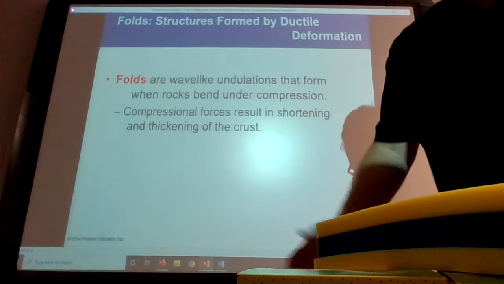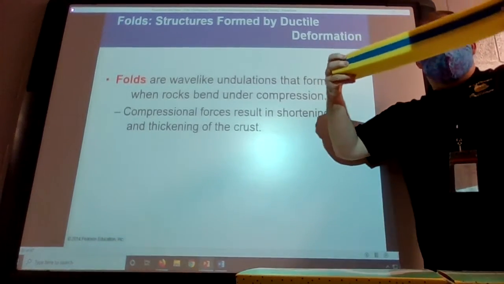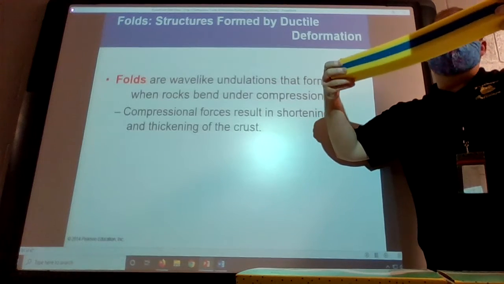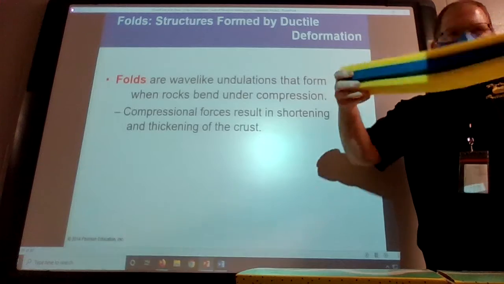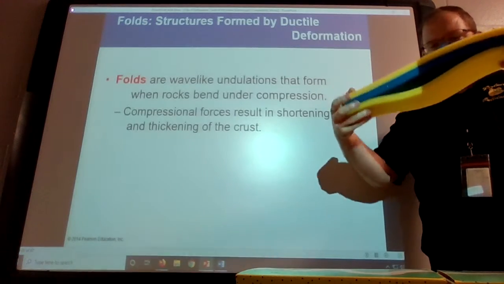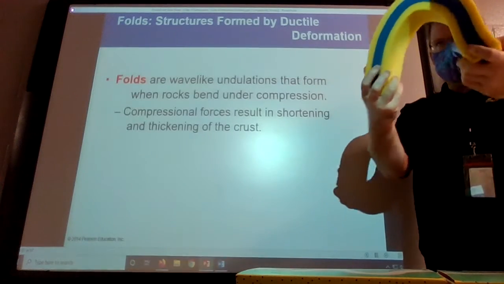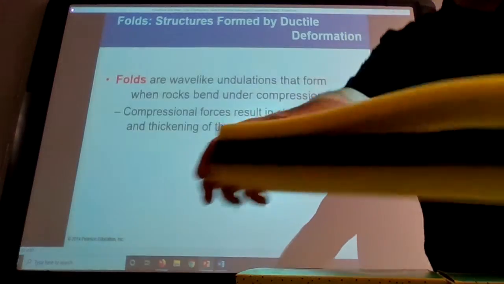Know that if I pull these apart, nothing happens. And so when we talk about folds, it's always because of compression, because you're squeezing things together on either side.